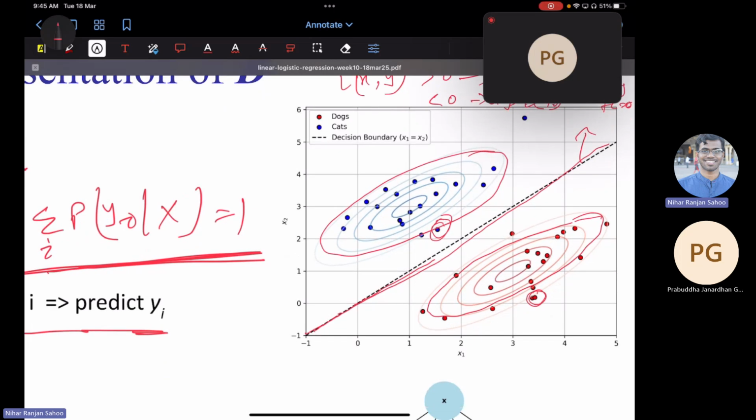But how do we learn these things? From this plot you can see what these contours represent. They represent the PDF of the individual classes. This is the PDF of the dog, and this is the PDF of the cat. If you try to plot these PDFs and visualize them from the side, not from the top, they will look like this. Our target is to learn these distributions. What is the mean of this distribution? What is the variance of this distribution?